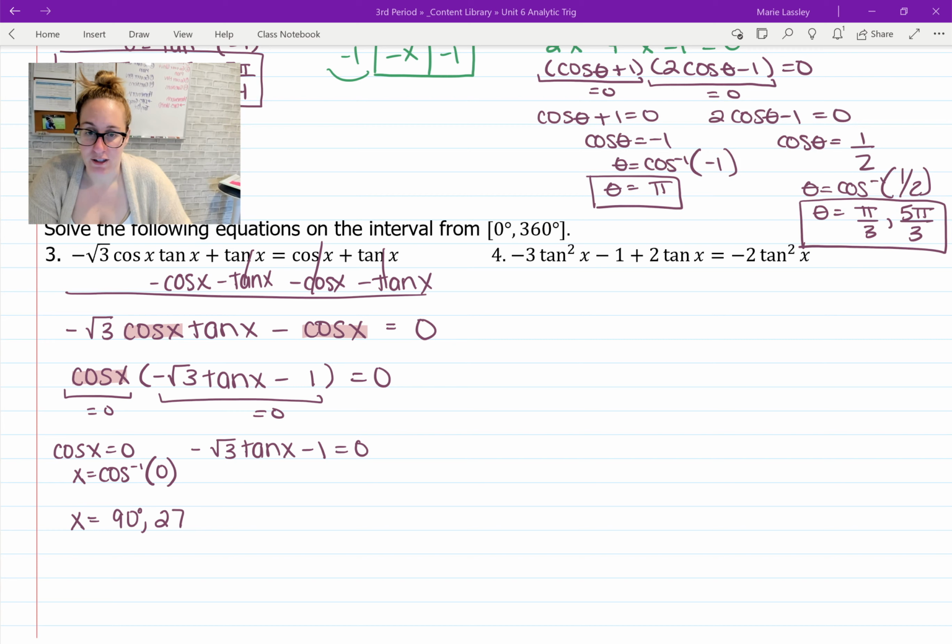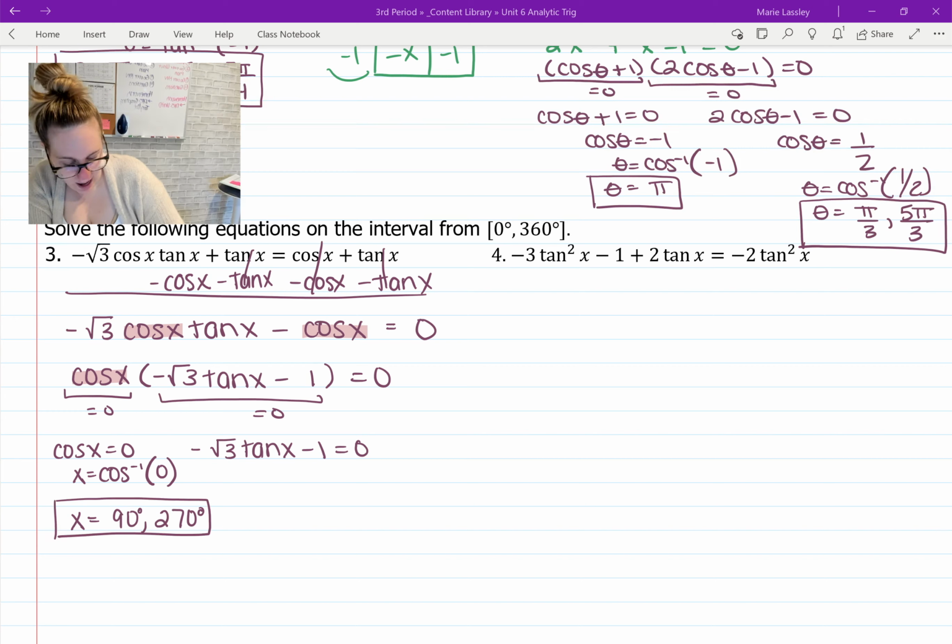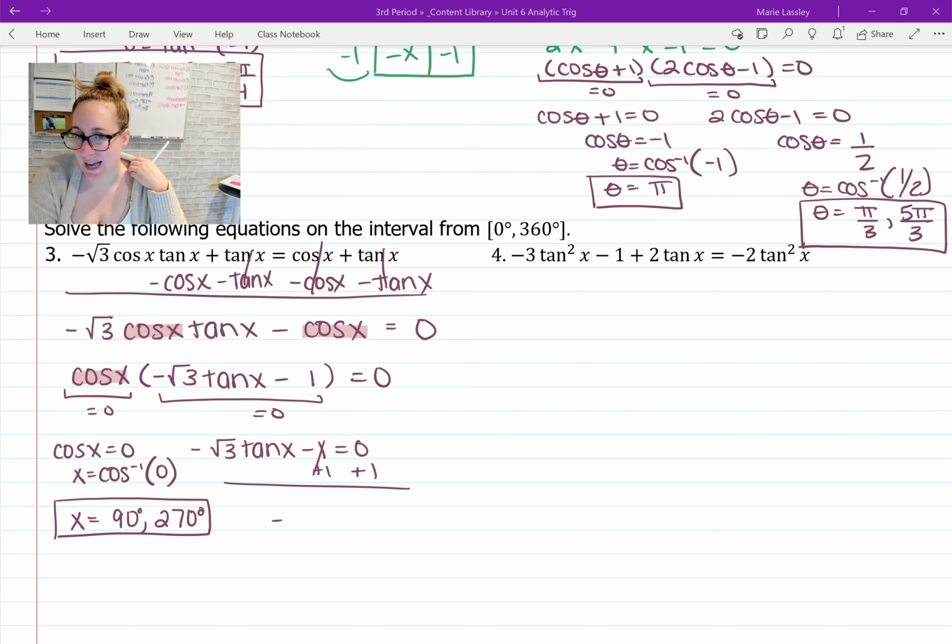All right, now we need to find the solutions to the other part of our equation. So we're going to add 1 on both sides. That's going to give us negative root 3 tan x equals 1. Divide by negative square root of 3. So we have tangent x equals negative 1 over root 3. We are going to rationalize our denominator. So we're going to multiply top and bottom by the square root of 3. So we have tangent x equals negative root 3 over 3.